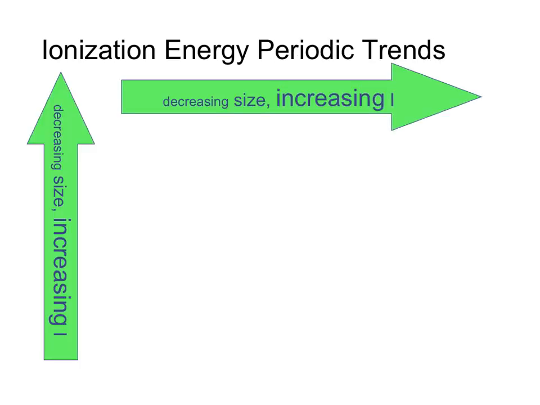The general periodic trend for ionization energy is that as we move from left to right, our ionization energy increases. It takes more and more energy to remove an electron. And as we move up the table in a particular group, the ionization energy also increases. Now let's take a look at why.